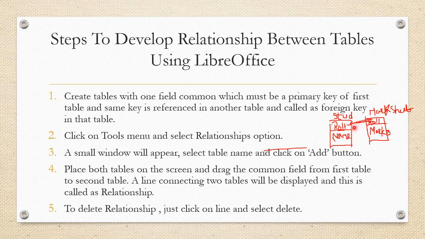Okay, now suppose by mistake you did not take the line to roll number, suppose you dragged it to marks. Then you do not want that relationship, so you have to delete it. Then what will you do? You'll click on that line and delete that relationship. Suppose if you want to delete this relationship, then you are going to click on this line and click on the delete button. Okay, so these are the steps for how we are going to create the relationship between tables.